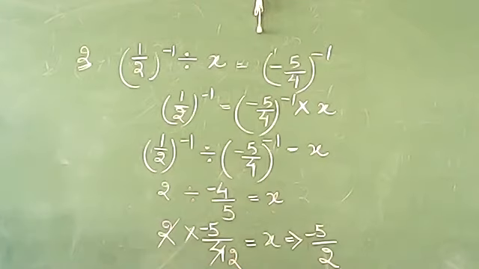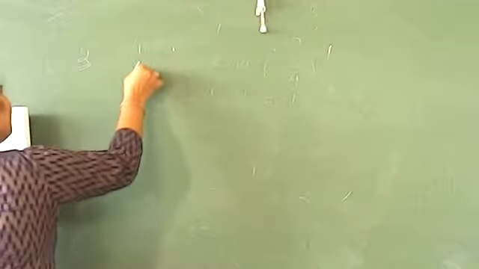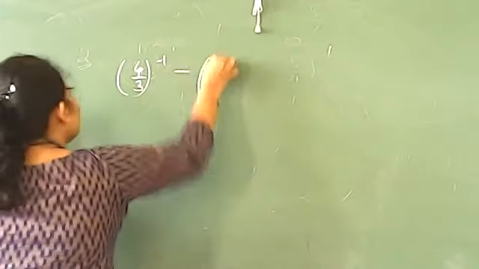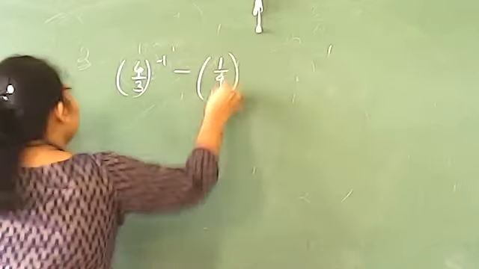Fine. Now I hope it is clear. Now let's try the next question which is given in your homework. The next question is (4 by 3) to the power minus 1 minus (1 by 4) to the power minus 1. You have to solve this.